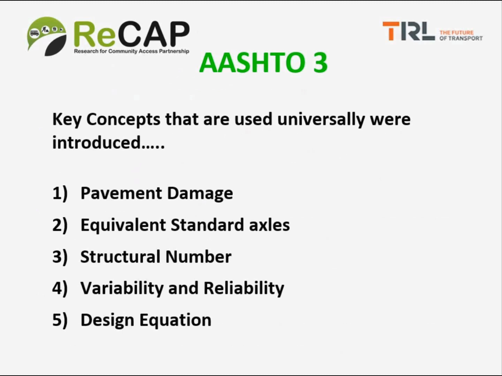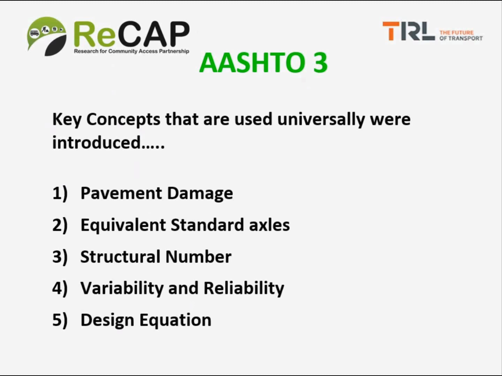Key concepts that are used universally were introduced in the AASHTO method: the way that pavement damage is quantified, the concept of standard axles, which is to do with the amount of damage that an axle does to a road, and the structural number, which is essentially the thickness of the structure that you're going to build. Very important, I've called it variability and reliability. What came out of the road test was that roads, even if they are built identically, can behave quite differently.